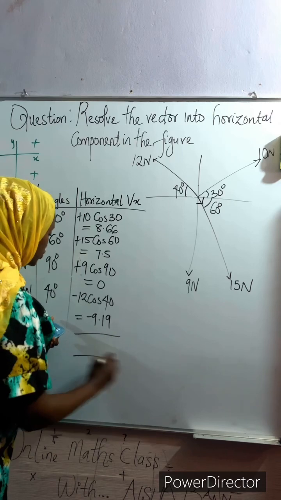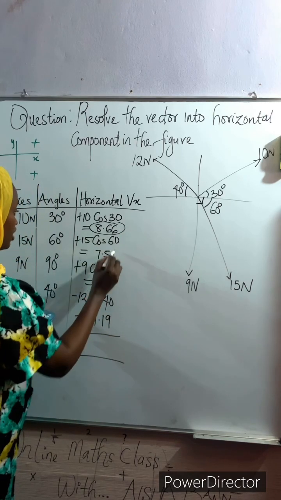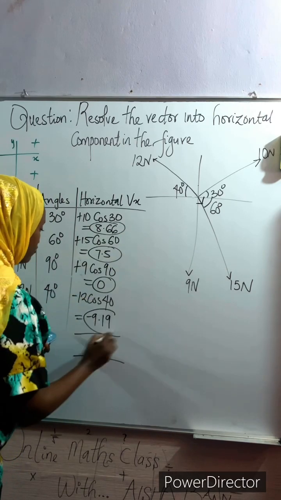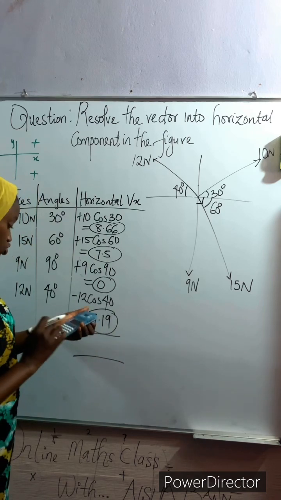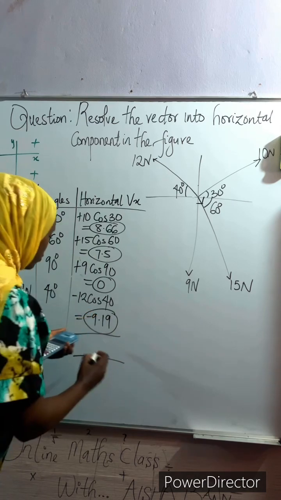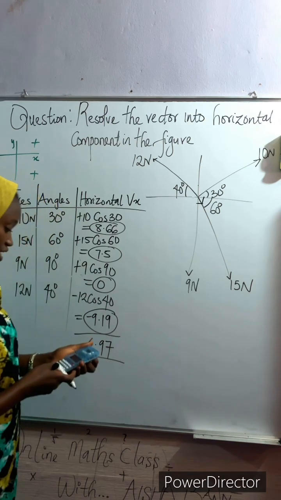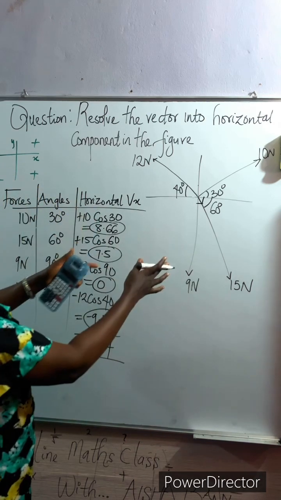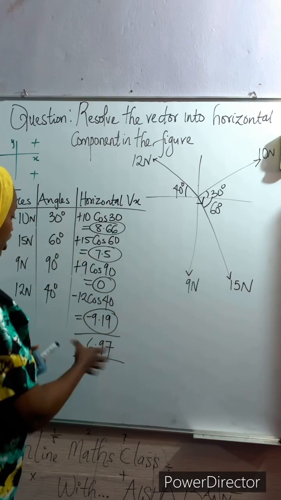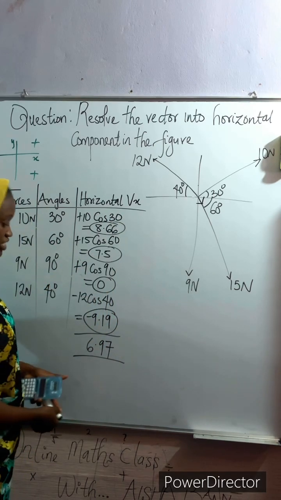So all we need to do now is to add up all the answers we have here. We have 4 answers here. So all we need to do is to punch the calculator and see our value as 6.97 as our final answer. So after resolving this vector into the horizontal component, we have 6.97 as the final answer.